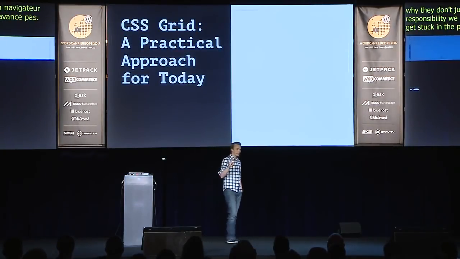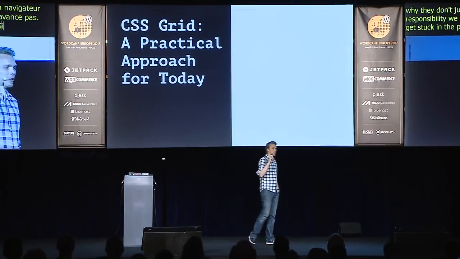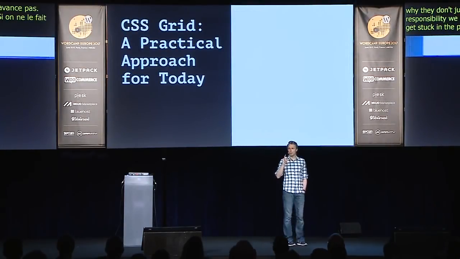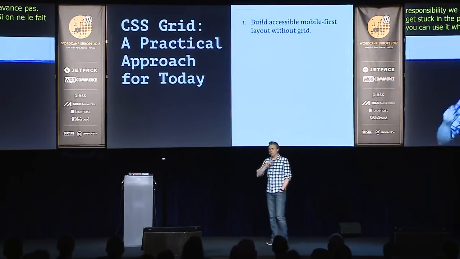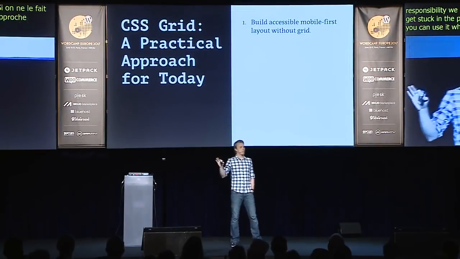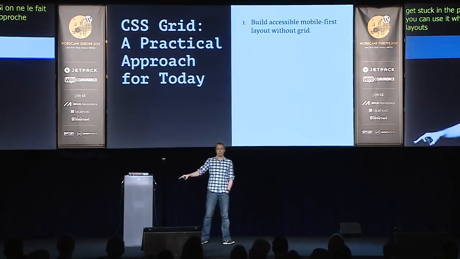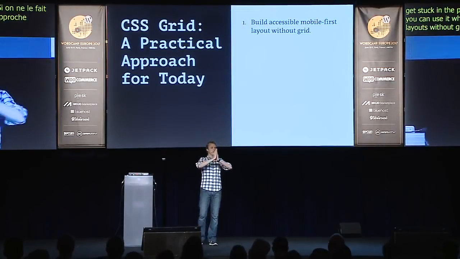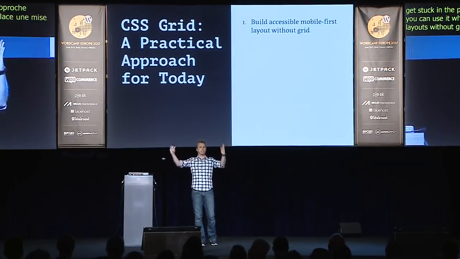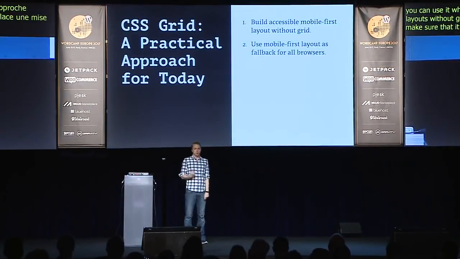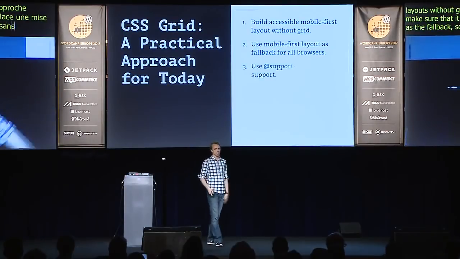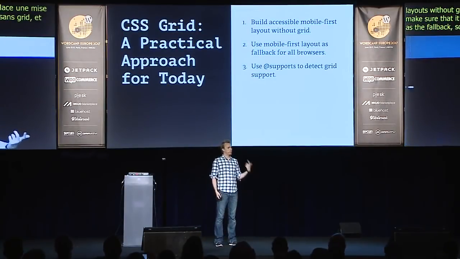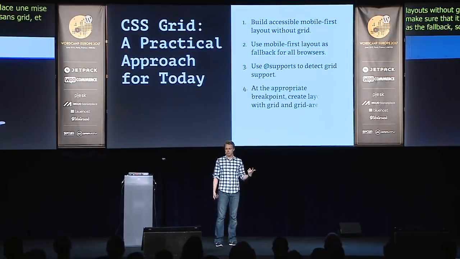So, practical approach to CSS Grid right now, so you can use it when you walk out of this room. First, build accessible mobile-first layouts without grid. That is your baseline. So make it work on your mobile phone, make sure that it still works when it's on a widescreen. Then use that mobile-first layout as the fallback. So if everything goes to hell, mobile-first works. Then use @supports to detect grid support.